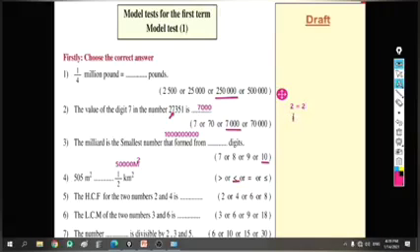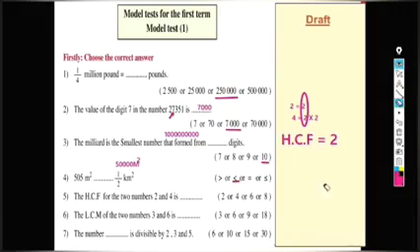Now number 4, when we factorize it, we find it equals 2 times 2. We circle the common factors that I have. The highest common factor is equal to 2, so the right answer here is 2.